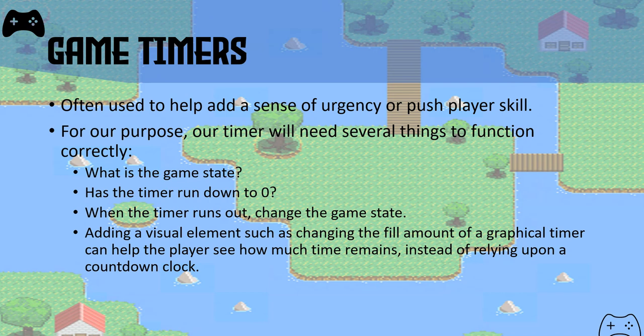And so if you think about how this is going to work for a game, our timer needs to have several things to function correctly. For example, it needs to ask, well, what state is our game in? Are we at the point where the player can click on one of our buttons, or are those buttons no longer interactable? Are we ready to display a new question? Has that timer run down to 0? Because if it's run down to 0, that technically means the player should no longer have the option to click on a question. And when the timer runs out, we also need to change that game state, right? We need to move to that next question, display the next thing.